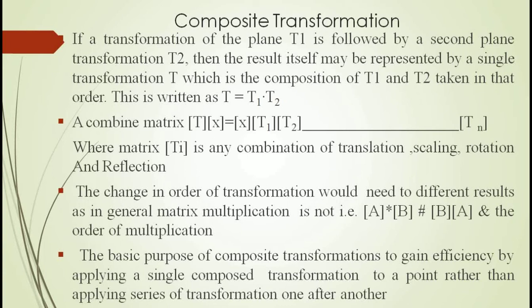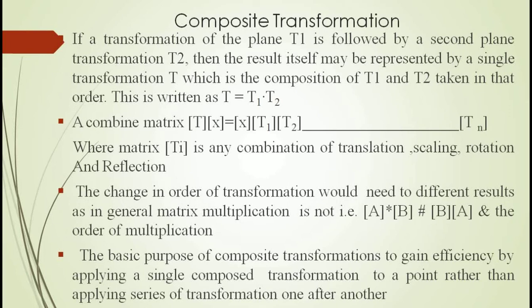The combined matrix T multiplied into X is equal to X into T1 into T2 up to Tn, where the matrix Ti is any combination of translation, scaling, rotation and reflection. We have seen in the previous lecture the basic transformations, that is translation, scaling, rotation and reflection, and the matrix Ti is any combination of these transformations.